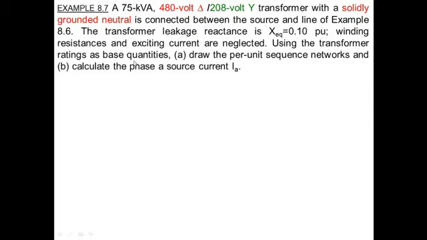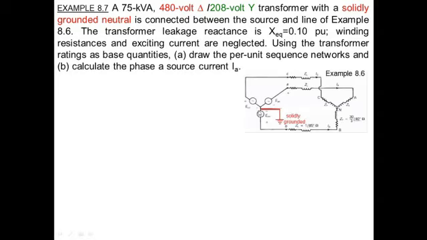Using the transformer rating as base quantities, these three ratings can be used as base quantity. Draw the per unit sequence network. We have to draw, like in the last example we saw the per unit sequence network for synchronous machines. In this case we have to draw the per unit sequence network for the transformer and calculate the phase source current IA. Two things, the per unit sequence network and the phase current IA need to be calculated.